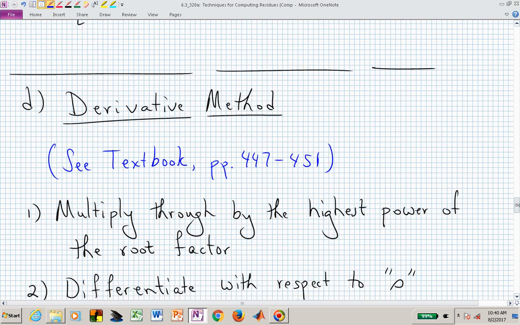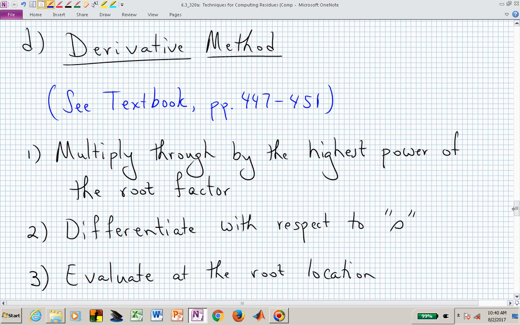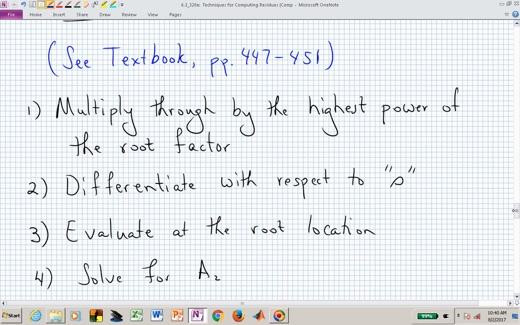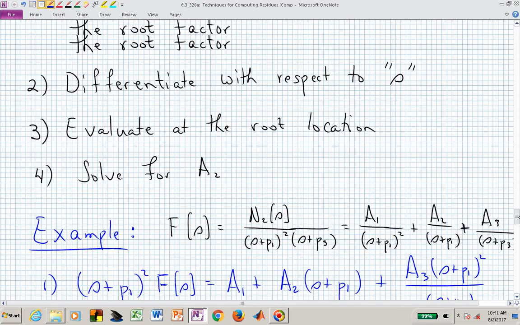Finally, our fourth technique for finding these residues is described in the textbook on the following pages, 447 to 451. And here's the stepped procedure to apply this derivative technique. First, we multiply through by the highest power of the root factor. We're used to doing that. Then we differentiate with respect to s. Then we evaluate at the root location and solve for the coefficient that we're after.